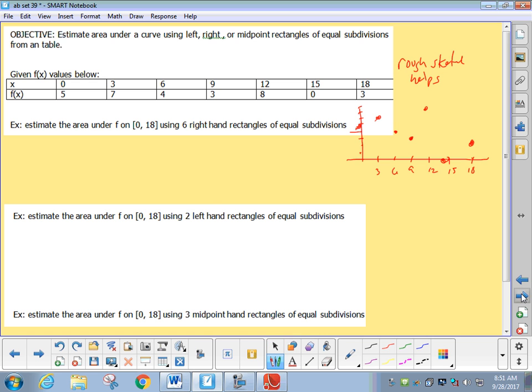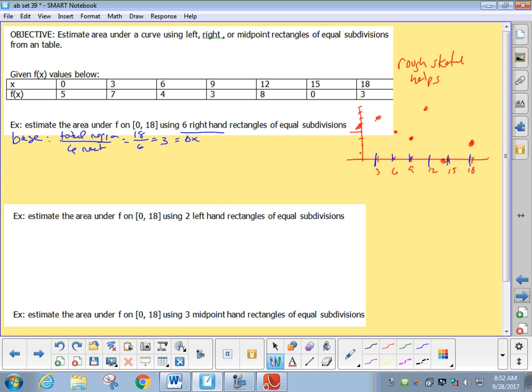It says estimate the area on 0 to 18 using 6 right-hand rectangles. Now, let's first figure out the base of each. If the total region is 18 wide, and I'm dividing it into 6 rectangles, then each base is 3. I would typically call this my delta x. Okay? Each is 3. So my base is 3 each time. I'm going to have six rectangles.